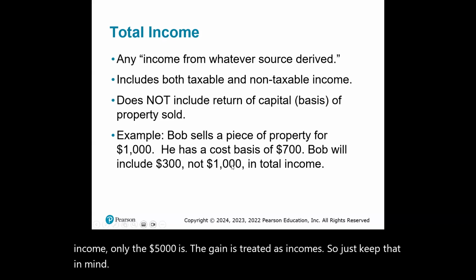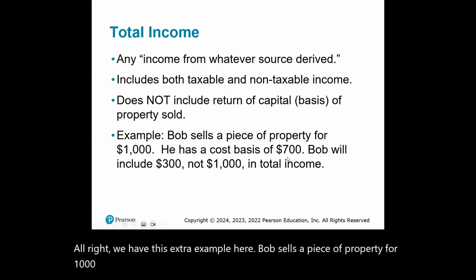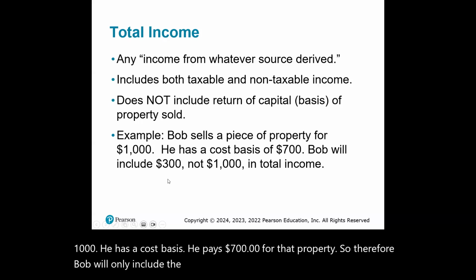All right, and we have this extra example here. Bob sells a piece of property for $1,000. He has a cost basis. He pays $700 for that property. So therefore, Bob will only include the $300, the gain, not the $1,000.